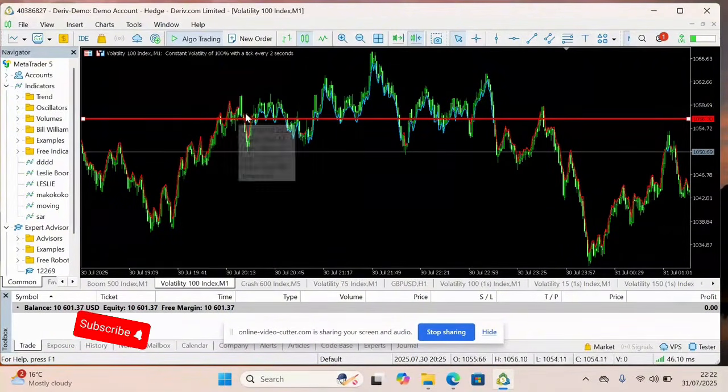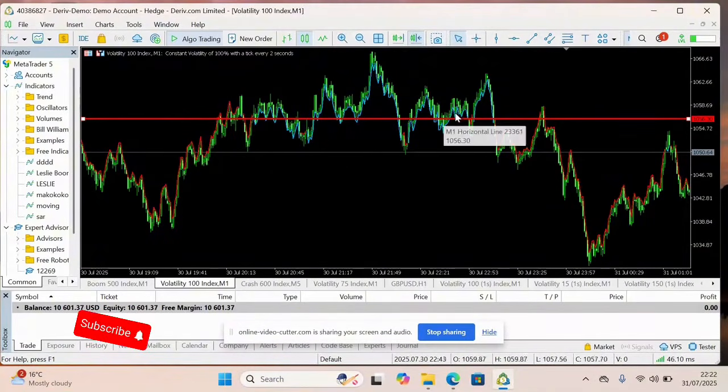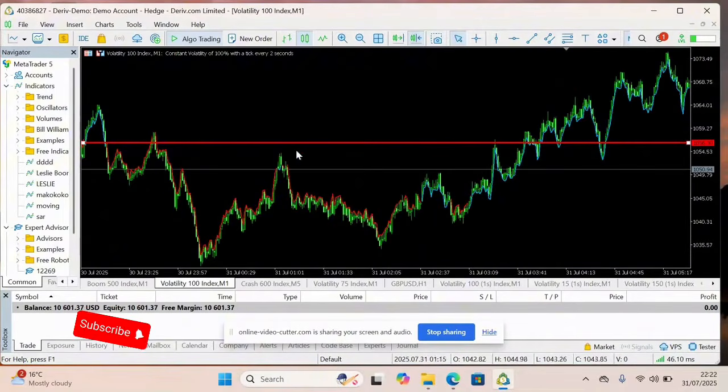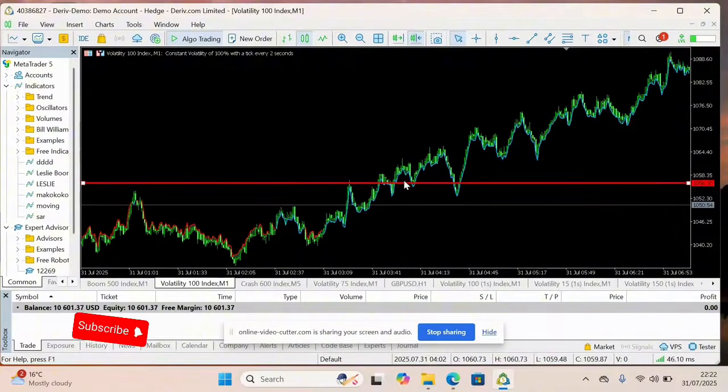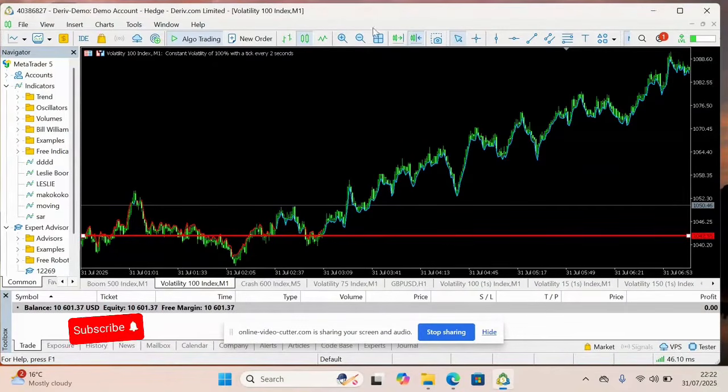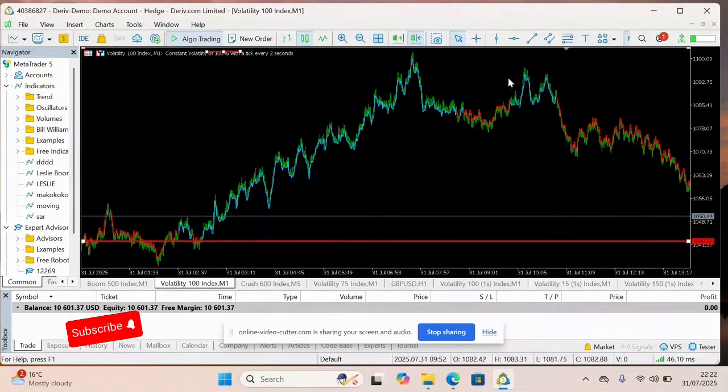You see, you sell here, you buy here, it's still maintaining the position here. Okay, from there it comes down here, it changes, you sell, it comes back here. From there, you see that market bought all the way from there up to here.